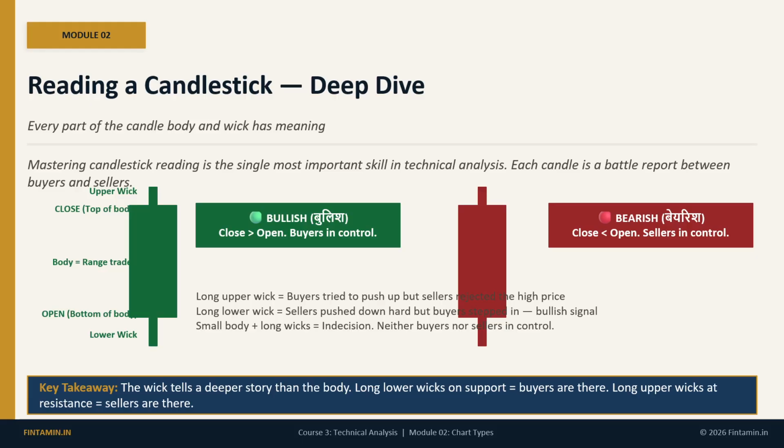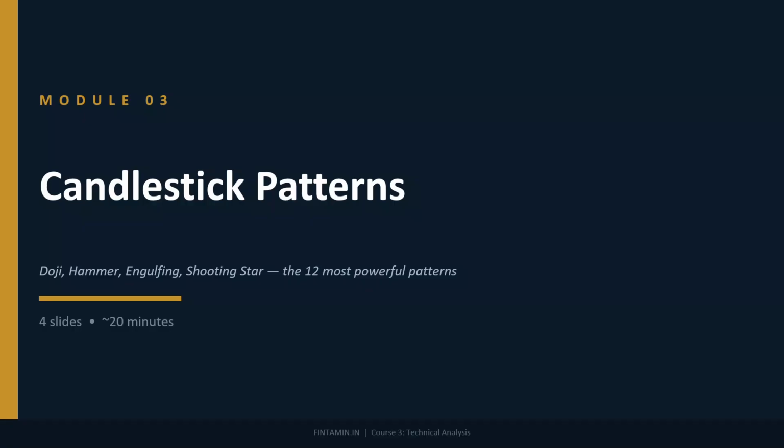The most important insight is the wick tells you where price was rejected. Where price was rejected is where strong opposing interests live. At a support level, a long lower wick tells you buyers are defending that level aggressively. At resistance, long upper wicks tell you sellers are very active there. Now let us learn the specific candlestick patterns that signal reversals and continuation in Module 3. Module number 3 is candlestick patterns.